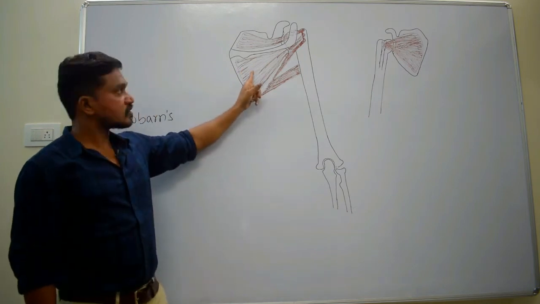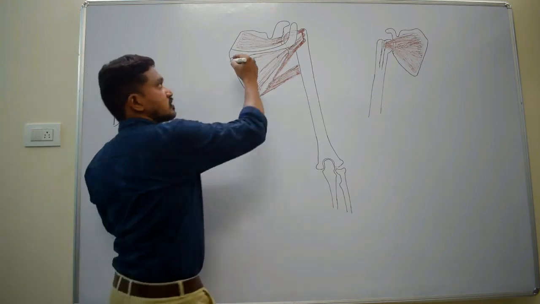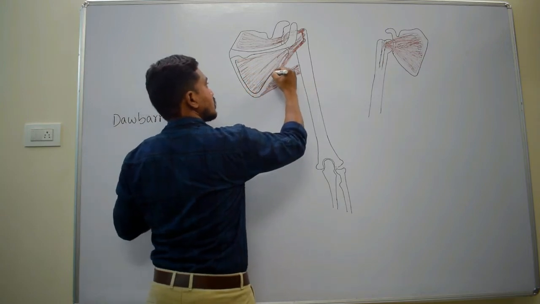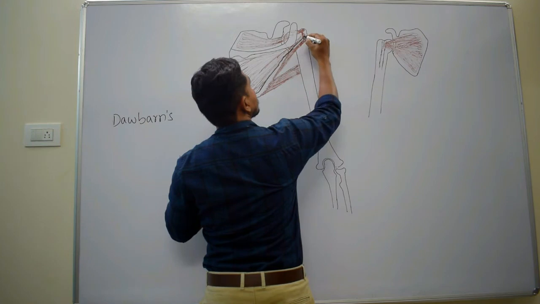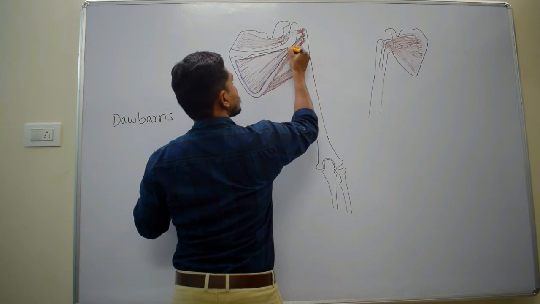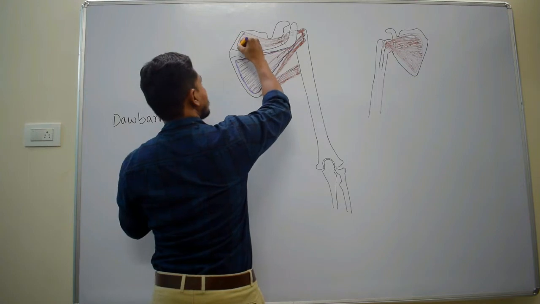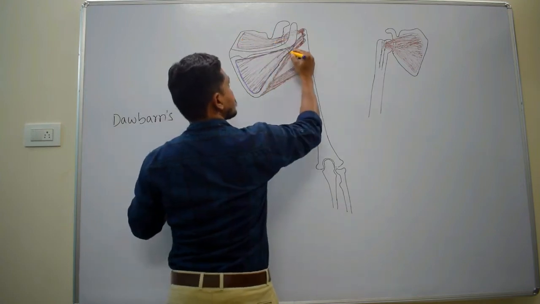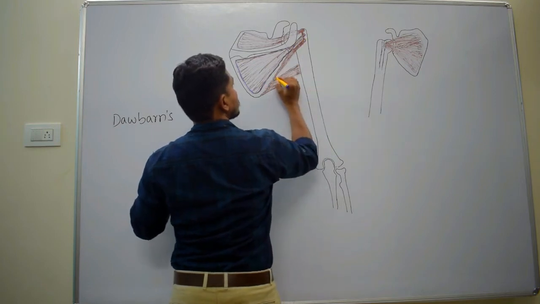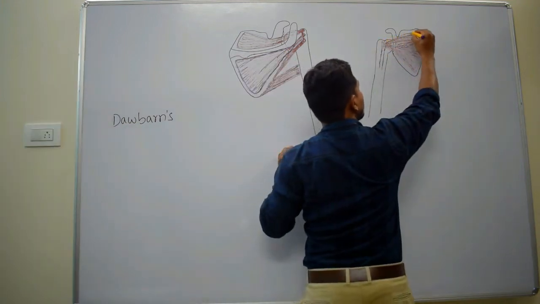Then what is this muscle? This is infraspinatus. I think these muscles are not demarcated properly, so I will draw the muscle boundaries with a different color. So this is the infraspinatus muscle, and this is the supraspinatus muscle. This is teres minor. This is teres major. This is the subscapularis muscle.